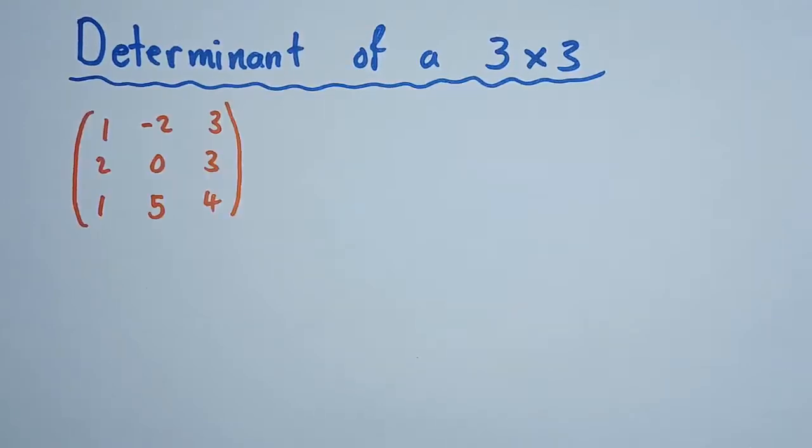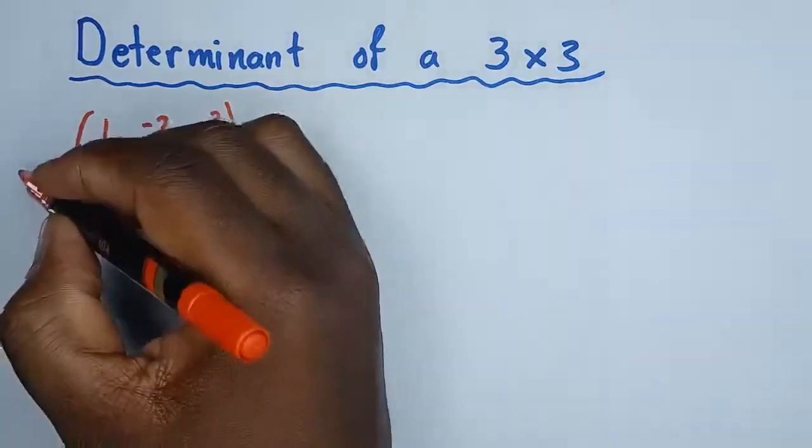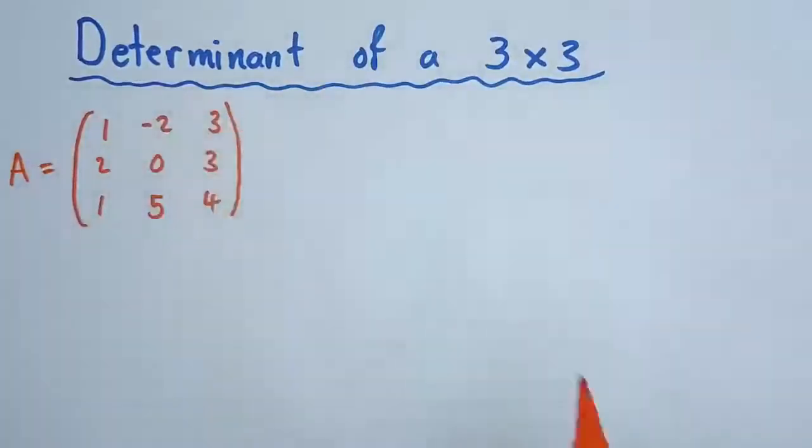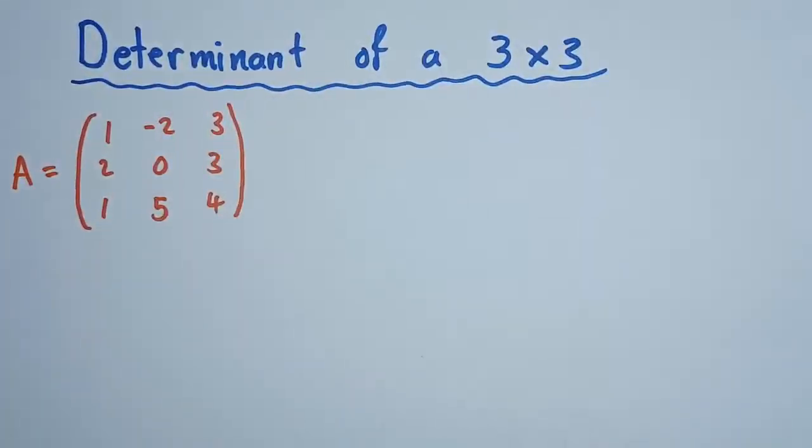So our first example is this matrix that we have. Let me just call this matrix A, like that. To find the determinant of this matrix, we have to break it down in a certain way such that we form smaller matrices, then we can proceed to find the determinant.